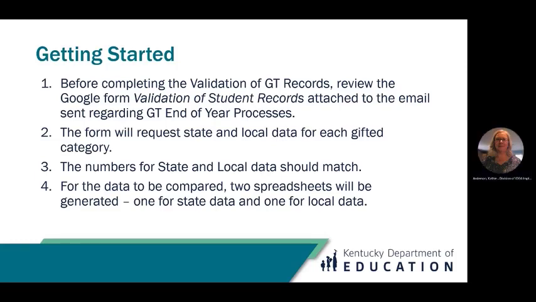Let's get started. Before completing the validation of GT records, review the Google form validation of student records attached. It won't be attached to an email. It will be a link in the GT One Stop. This form will request state and local data for each gifted category. The numbers for state and local data, GT records, should match. For the data to be compared, two spreadsheets will be generated, one for state data and one for local data.